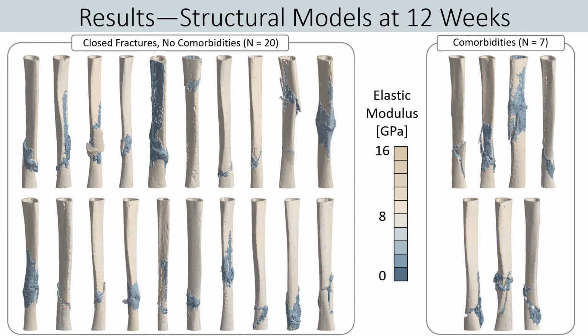Here we see the resulting structural models for all 27 closed tibial fractures, 20 who had no comorbidities and 7 who had at least one risk factor. Qualitative comparison between these groups shows that in all cases, some callus has formed, but in the patients with comorbidities, there seems to be poorer bridging and noticeable gaps remaining at the fracture line.